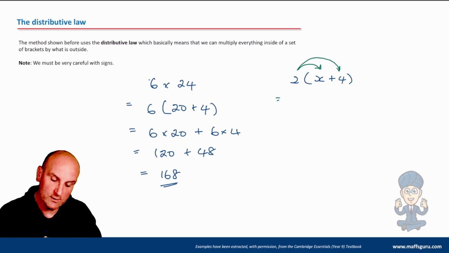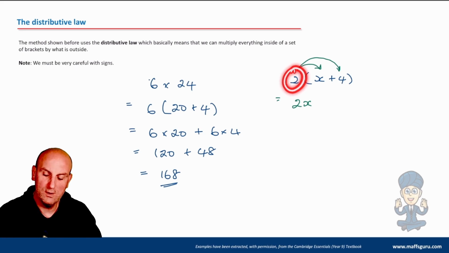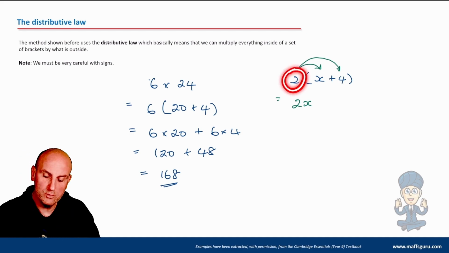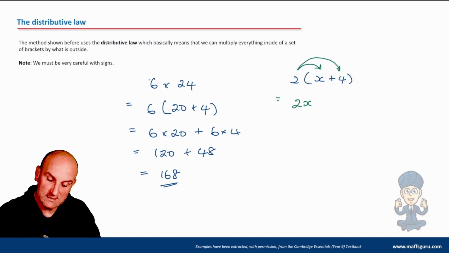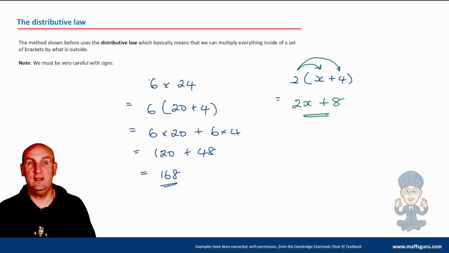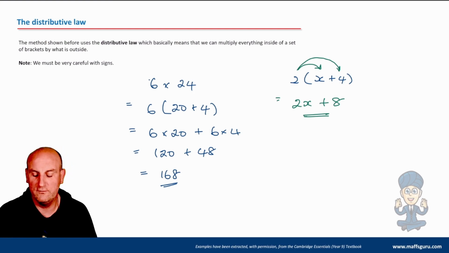So let's say, what did we get? We got 2 times x. Well, if I've got 2 x's, then it's literally that. It's 2 x's. And then I've got 2 times plus 4. Now, I say plus 4 because I don't want to forget my signs. But 2 times plus 4 is going to give me plus 8. And there you go. You've just expanded a set of brackets using the distributive law. Now, you are going to be doing this over and over again.